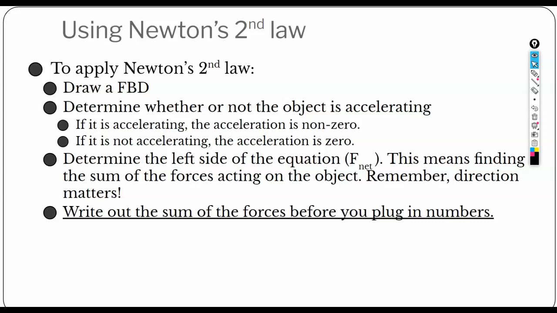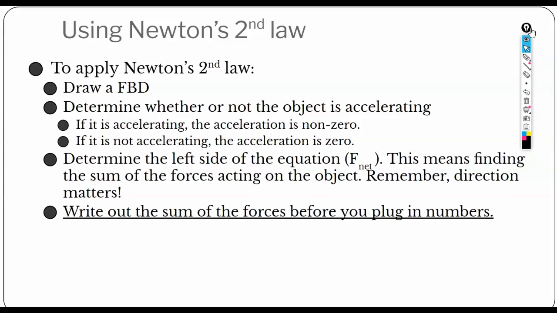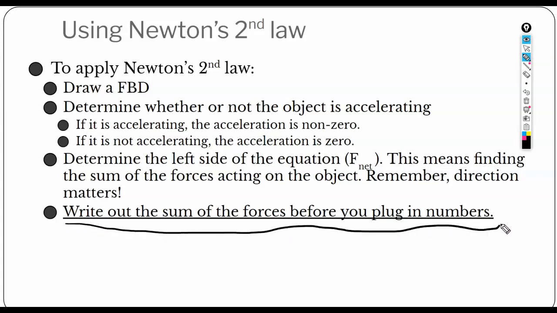If the object is accelerating, then the acceleration is not zero. If the object is not accelerating, like if you see something like the object is at rest or the object is moving with a constant velocity, then the acceleration is going to be zero, meaning that the net force is going to be equal to zero. And finally, one of the most important steps that a lot of people always do incorrectly is to write down the sum of the forces before you plug in any numbers. As we go through examples, you'll see what I mean by this. Doing this before you worry about answering the question can help you answer the question easier.